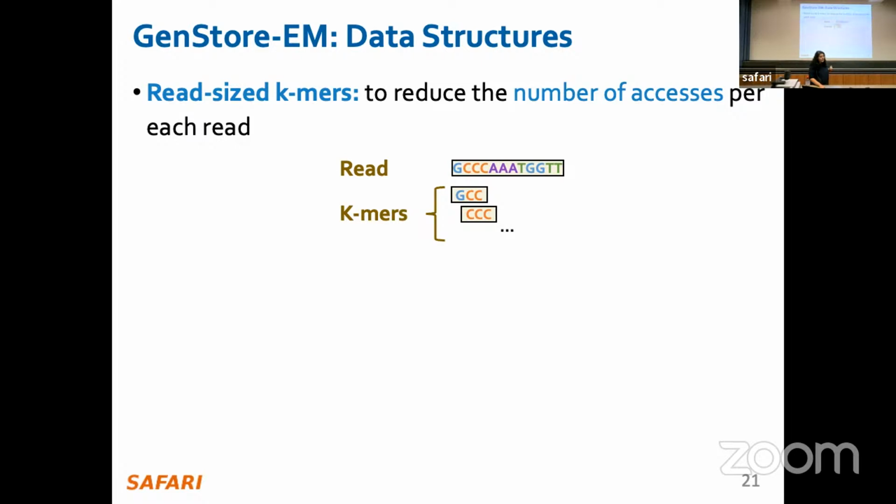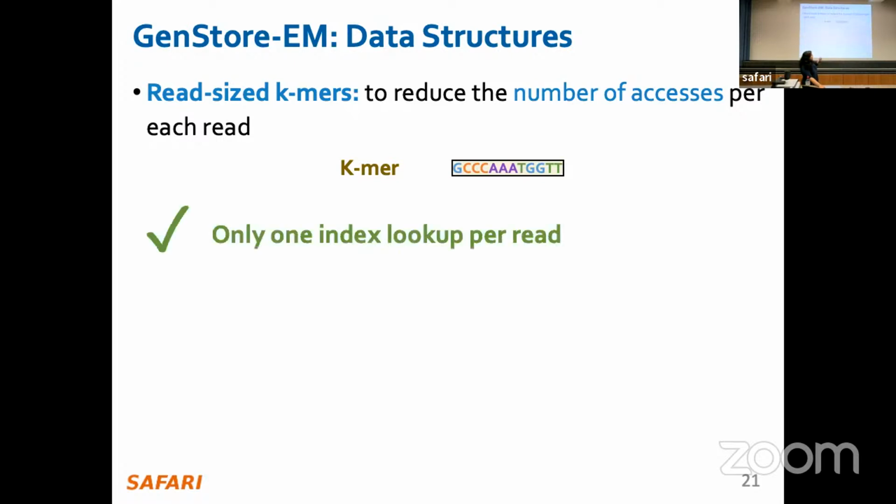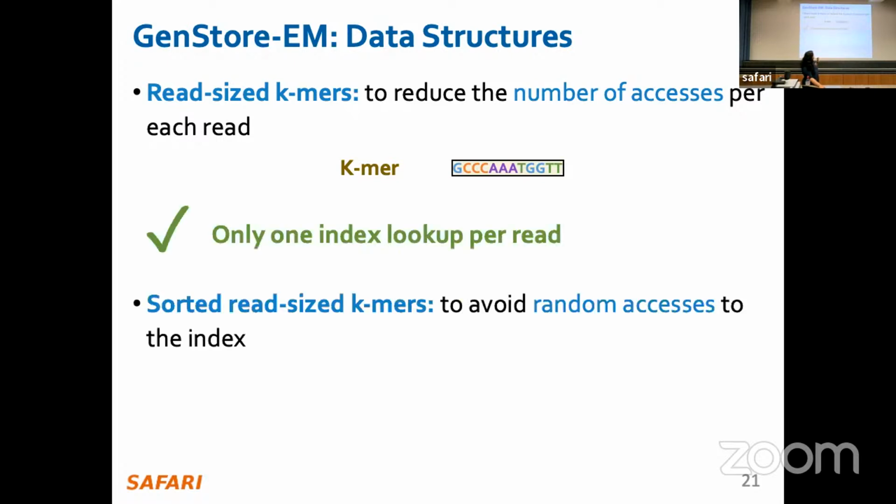So first, we introduced a read-sized k-mer to reduce the number of accesses per each read. If you remember, we have this read and then several k-mers extracted from it. So we have to have several accesses per each read for these k-mers extracted. So what we do is that we consider a read to be a k-mer. So at least here, we have 1 access per read. So we reduce the number of accesses like that.